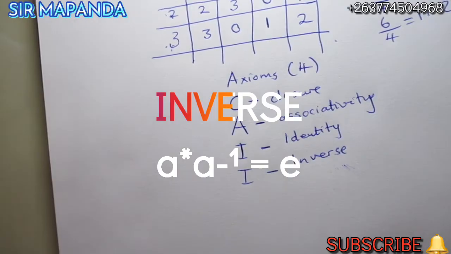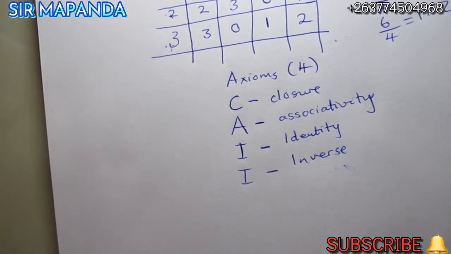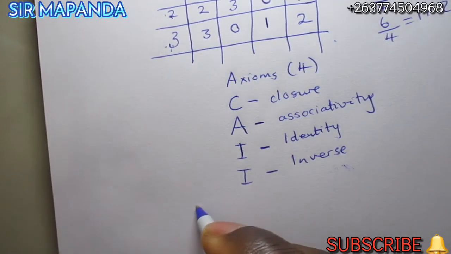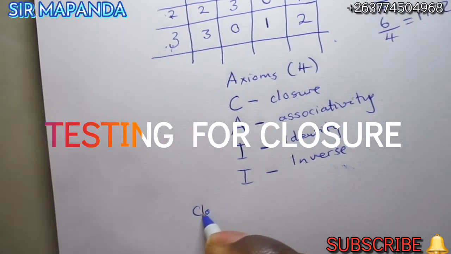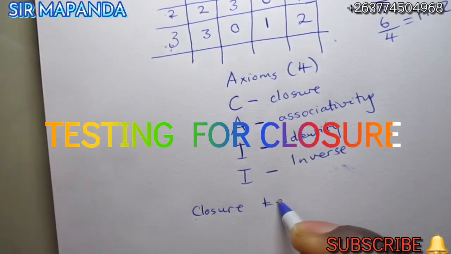These are the 4 main axioms used to prove a group. Yes, we have what we call the commutative axiom, right? But when proving the group, we use the 4 main axioms. I hope you are following. So let me start with closure. So we want to test for closure. Closure test.